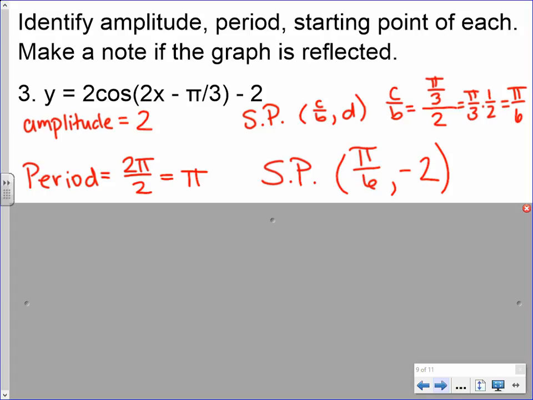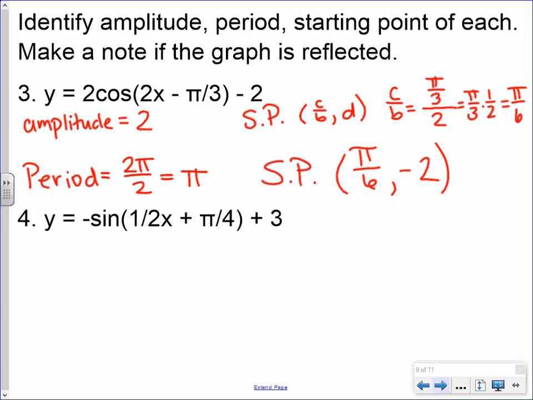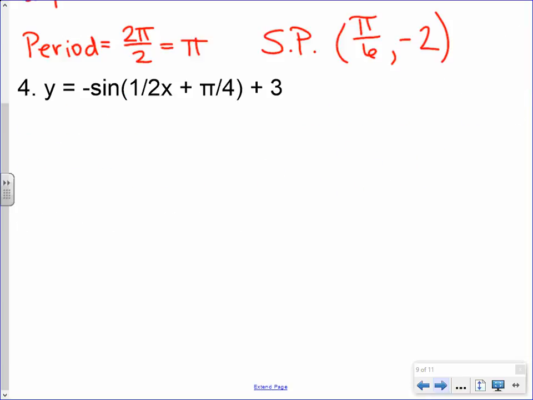Okay, one more example with me, and then I'll give you one to do on your own. This one's fun.